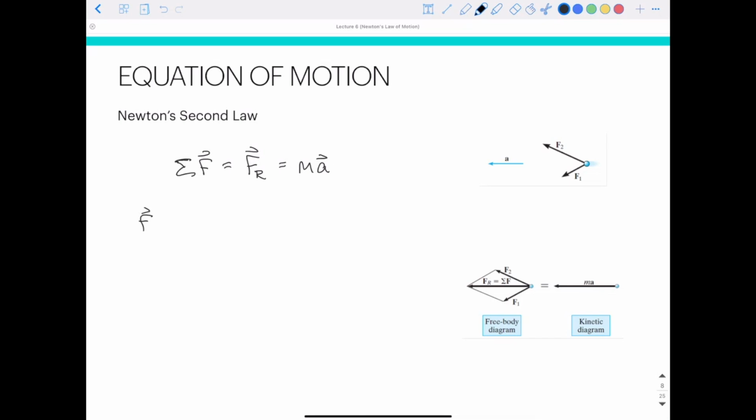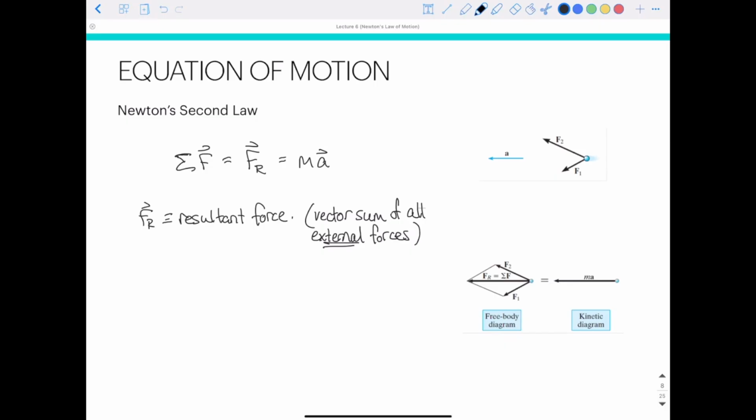So in this case here, Fr is our resultant force. If we added up all the forces acting on our object, the resultant force Fr would be the vector sum of all those forces. And here the key word is the external forces.